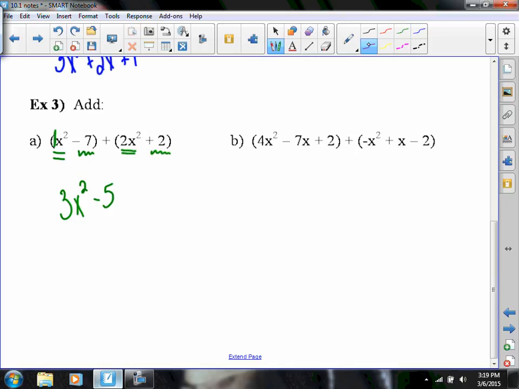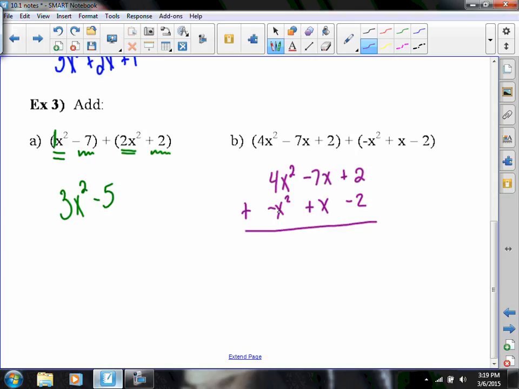If you want to do the vertical, for part B, we have our terms in descending order here. So I have 4x squared minus 7x plus 2. And then I have to add up my other polynomial to it. Now there's 3 terms here, so these are trinomials. And I have to make sure I'm adding the like terms. So I'm going to have -x squared, and then the x, and then the -2.